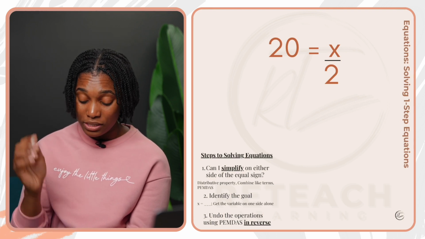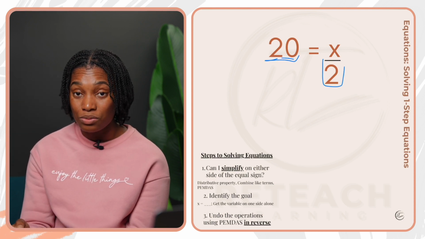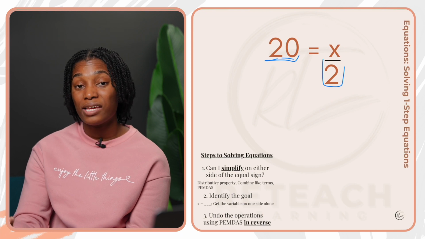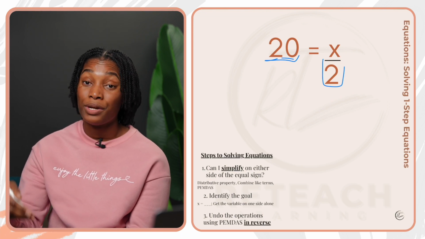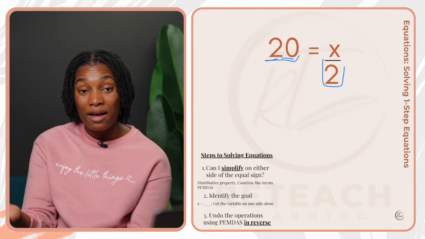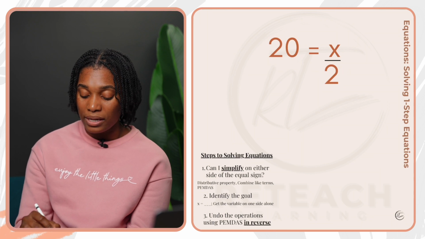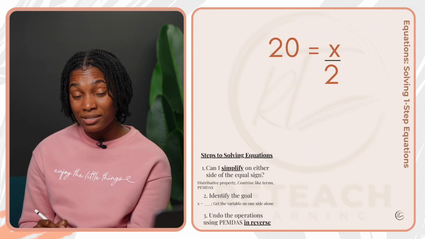And one of the reasons, we just have 20 over here. 20 is 20. And then x divided by 2. Well, if we had the same variable in both the numerator and denominator, then we can simplify a little bit. But in this case, I don't have a variable in my denominator. I just have a constant down there. So I can't simplify.